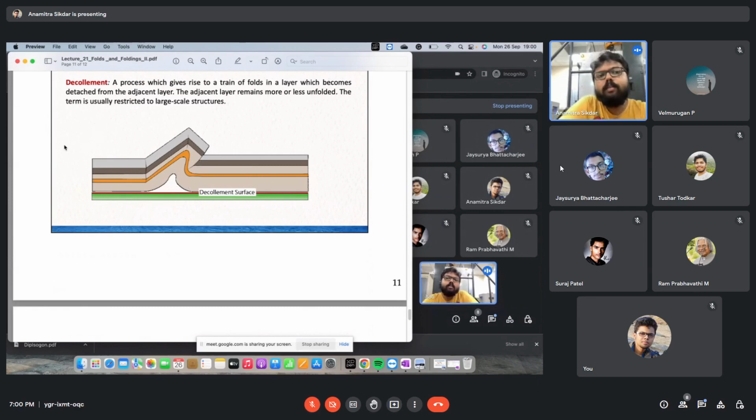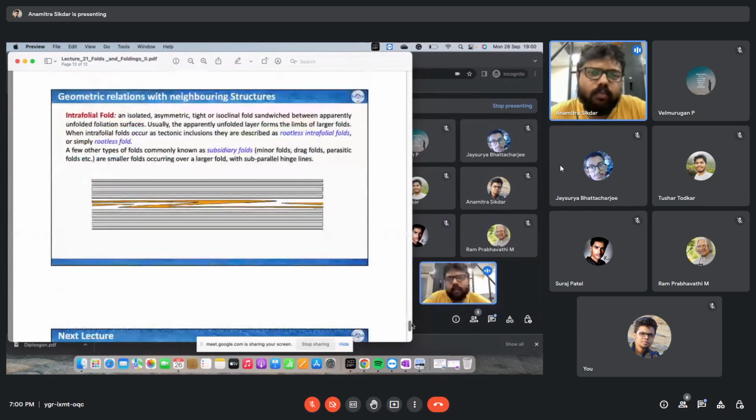So here the compression is coming from this direction and this direction maybe. So it will just pile up on top of that. It's just like a bed sheet: if you push the bed sheet and some kind of folds appear, it gets detached from the bed, right? The same thing happens in these cases, right?